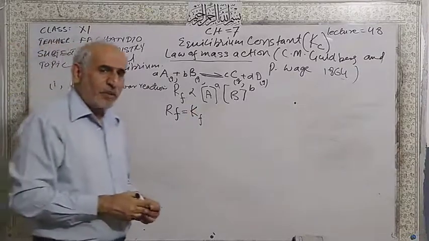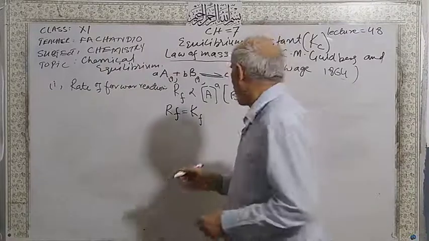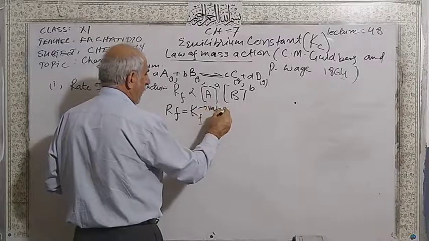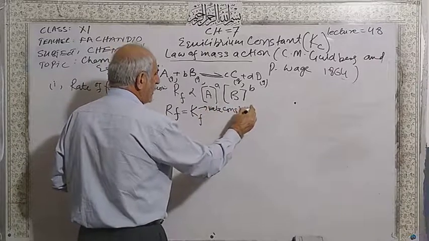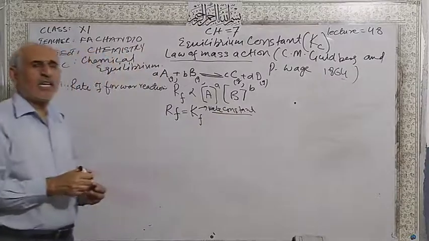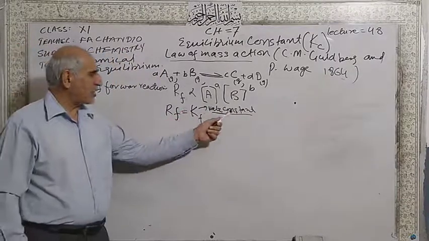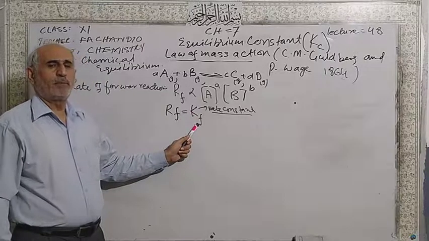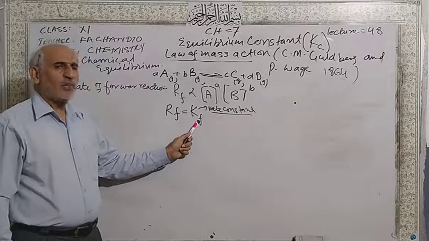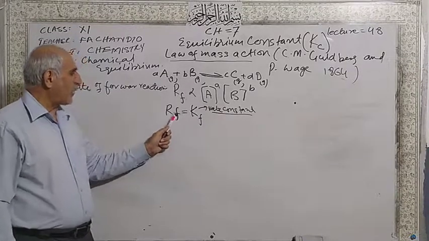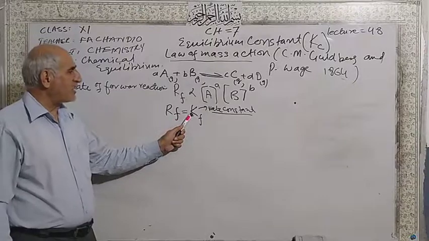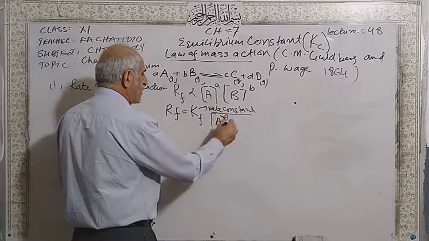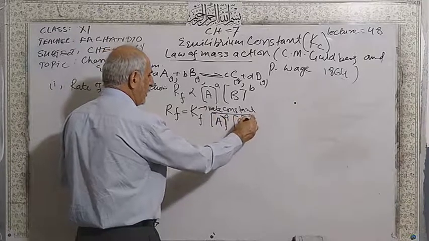K is called the rate constant or proportionality constant, here the rate constant for the forward step. So the rate of the forward reaction is this constant times the concentration of A to the power a and the concentration of B to the power b.